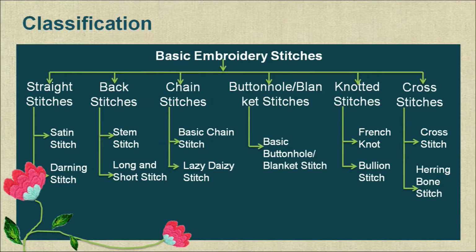We have straight stitches, under which there are satin and darning stitch. Back stitches include stem stitch and long and short stitch. Chain stitch includes basic chain stitch and lazy daisy stitch. Then buttonhole or blanket stitch. Knotted stitches are French knot and bullion stitch. And cross stitch includes cross stitch and herringbone stitch. So this is a ready reference to understand the basic embroidery stitches. Now moving to each one.